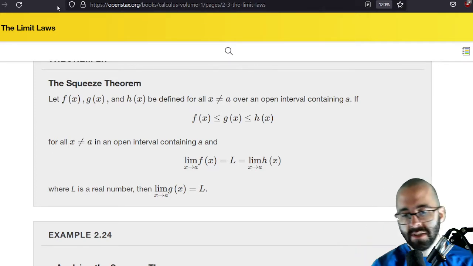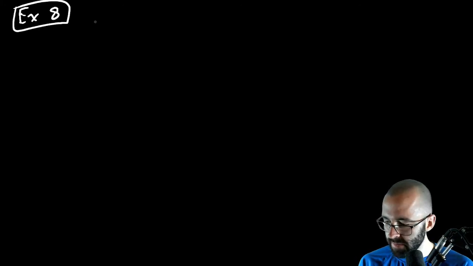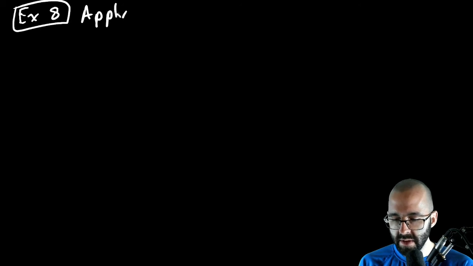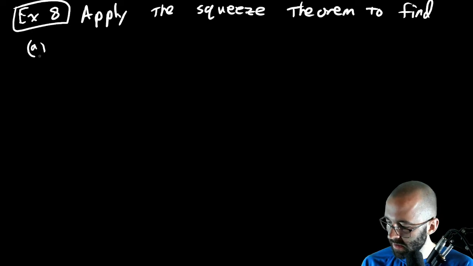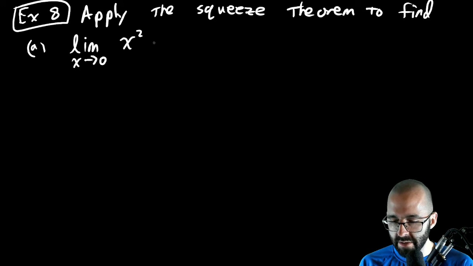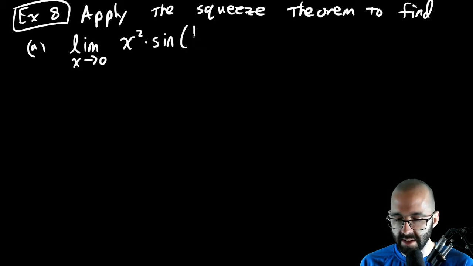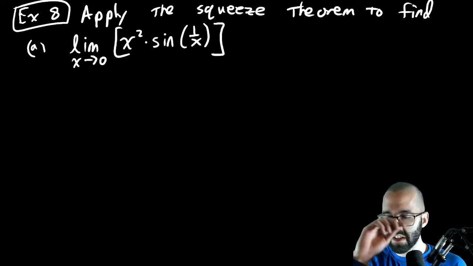So let's use this in an example. All right. Example number 8. Apply the squeeze theorem to find the limit as x approaches 0 of x squared times sine of 1 over x. So this is just asking about the limit that we're already talking about.